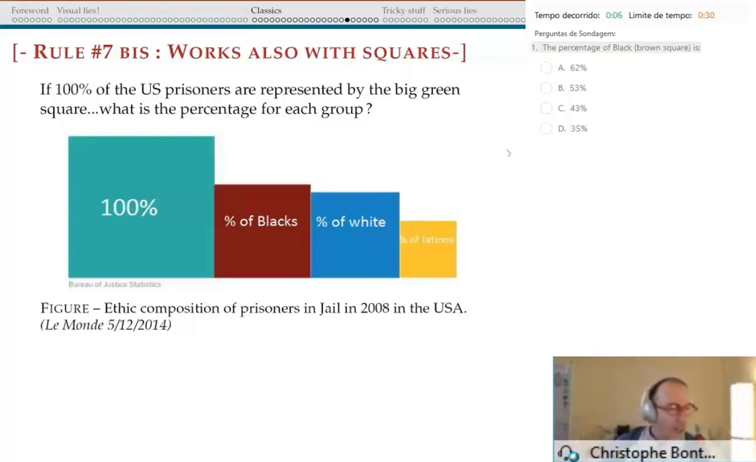So the question, and this is poll number 8, sorry. I will ask you to compare these squares. So here is the percentage of people that were in jail in the US, and here is the percentage of Black people within the 100%, white people and Latinos. So, okay, you answer, and I will be able to see the poll.